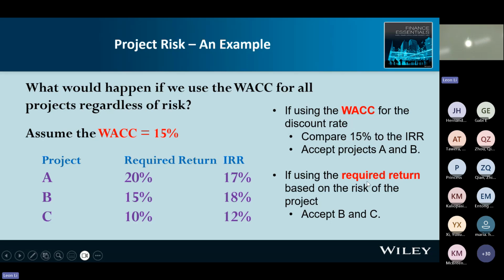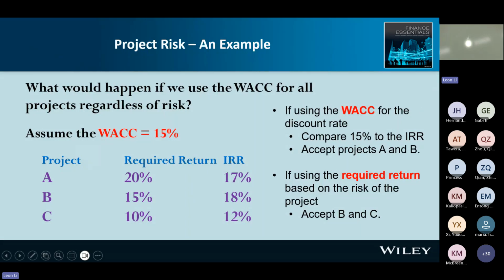However, if you consider the risk of each project, you use the required return to compare with the IRR. Then you will accept B and C, because the IRR of B and C are higher than the required return. Then we can make a comparison. So the comparison is here.